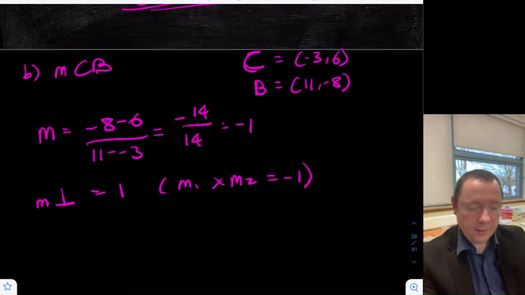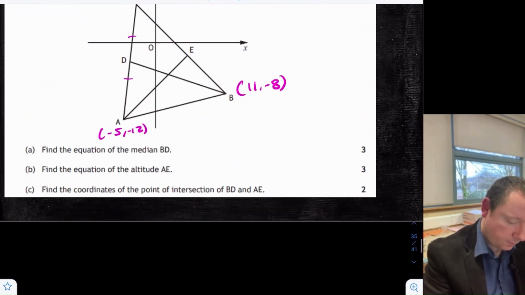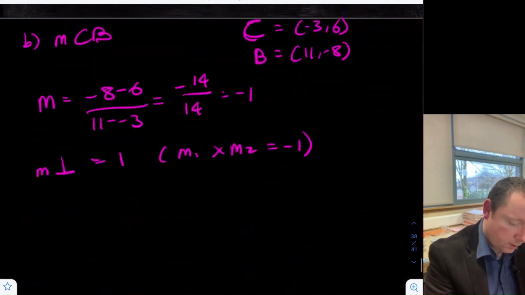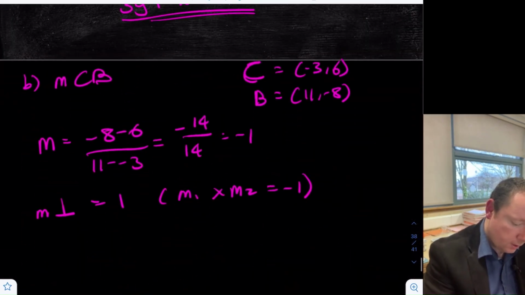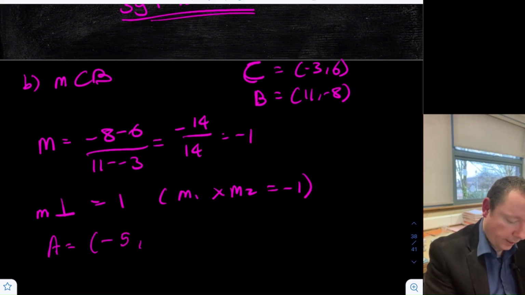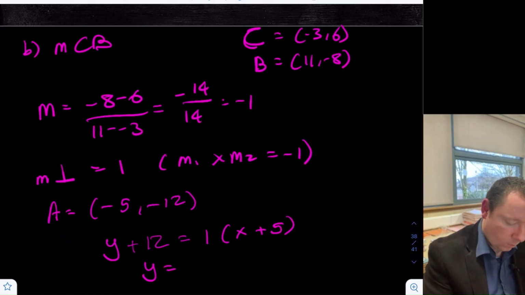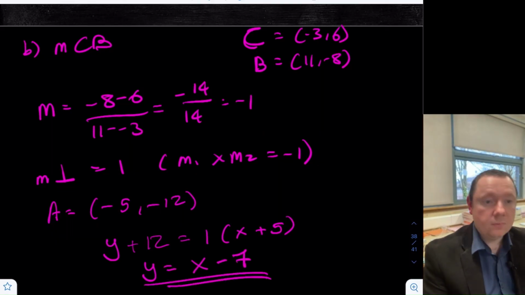And then we need a point. So for altitude A to E, we can use point A, (minus 5, minus 12). So y plus 12 equals 1 times (x plus 5), or y equals x, 5 take away 12 is minus 7. And we get our second equation.